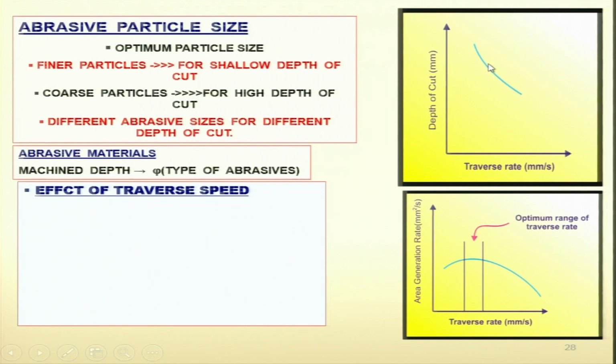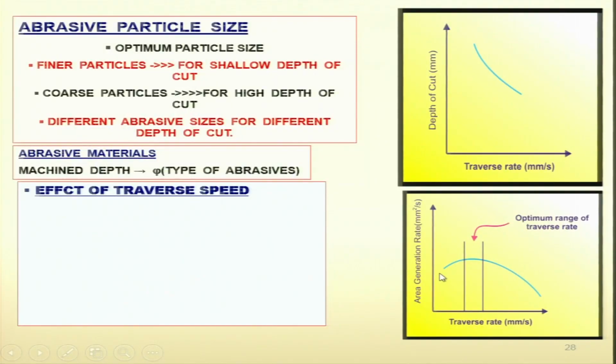Let us understand this. As traverse speed is increasing, depth of cut is decreasing, because the time required to cut the material is decreasing. That's why depth of cut is also decreasing. Here traverse speed is increasing up to a certain point, area generation is increasing, because the area being machined gets increased. But beyond a certain traverse speed, as earlier mentioned, the area generation gets reduced, because it does not get sufficient time to remove the material from a much larger area.